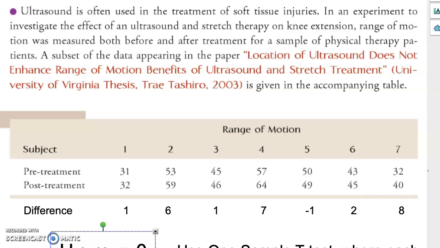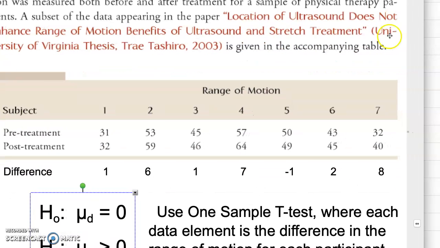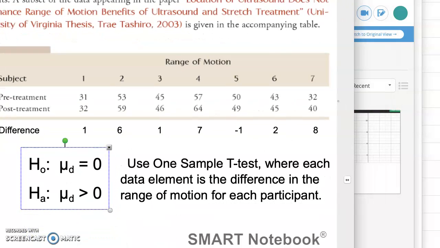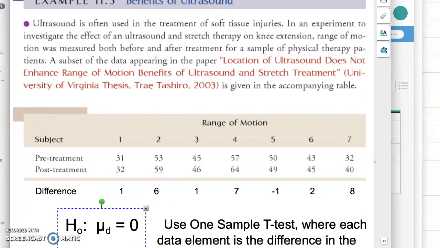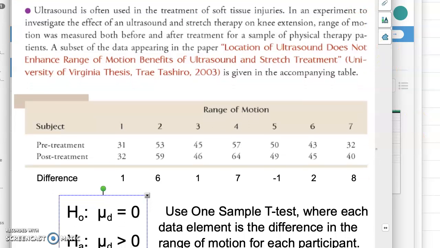Okay, in an experiment, let me make this a little smaller so we can fit it in here. In an experiment to investigate the effect of ultrasound and stretch therapy on knee extension, range of motion was measured both before and after treatment for a sample of physical therapy patients. A subset of the data is given in this table. So here there are 7 subjects: pre-treatment, post-treatment, difference.